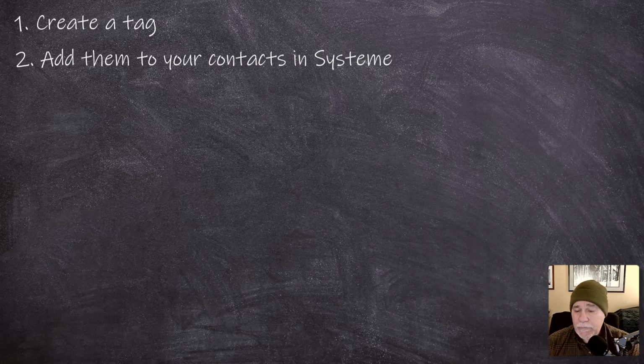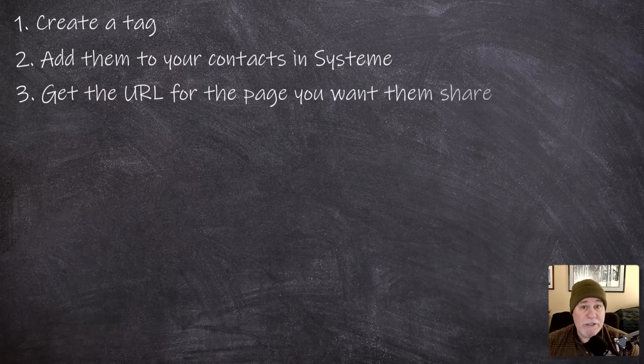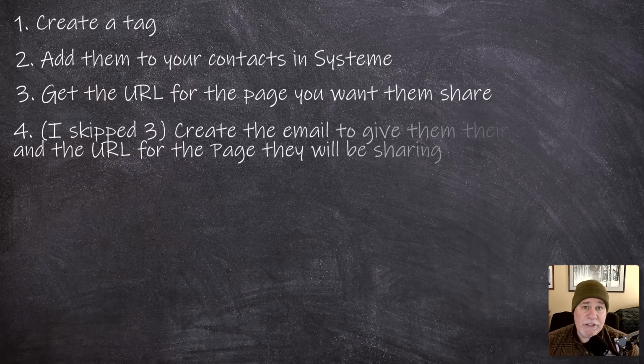Then what we're going to do is obviously we need to have a page, and we're going to designate a page that they're going to drive traffic to. Each one of those partners is going to share it with their audience. So we're going to give them the page that they're going to share. 3, we're going to create an email you're going to send to the affiliates. Let them know, here's your affiliate ID. Here's the link to the page, et cetera, et cetera.